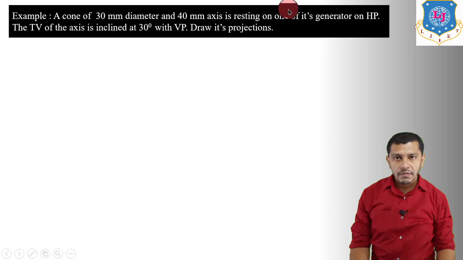But if we want to derive this condition in the first stage, we have to assume that the cone is standing on its base on the horizontal plane. So the top view of the cone will be the true shape of its base, and the base of the cone will be a circle. So the top view of the cone in the first stage will be a circle.